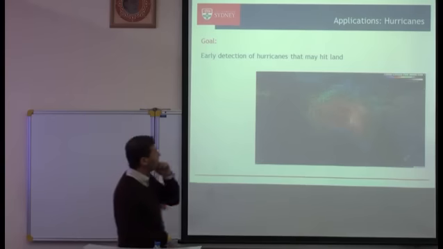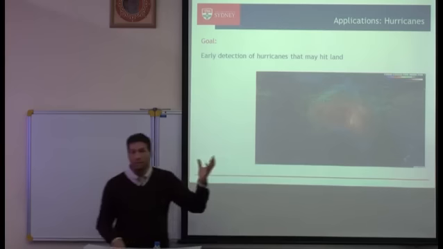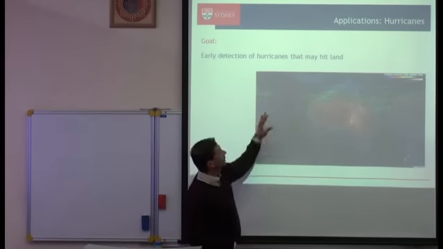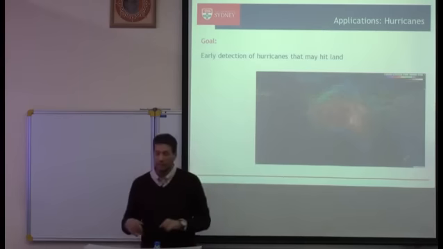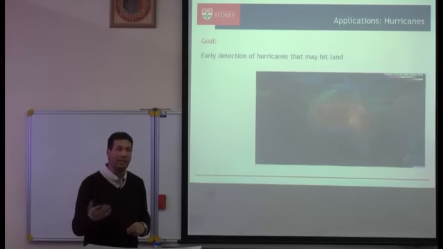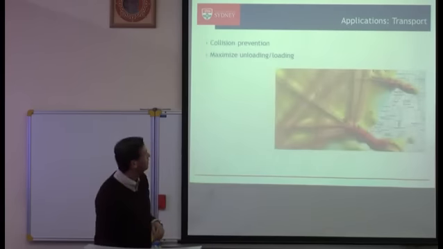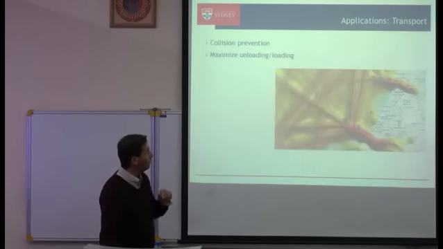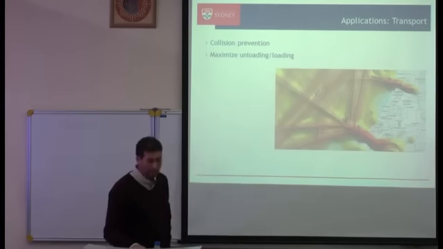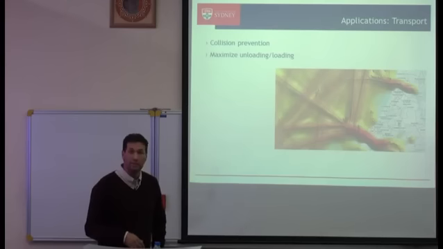Here's another one for hurricanes. So you can detect when a hurricane starts, and then what you want to do is say something about the expected probability that this hurricane will hit land. Okay. Here's another example where you track all the ships outside the coast of the Netherlands, and the question is, is it possible to maximize the utility.